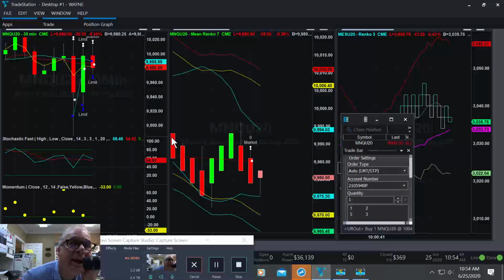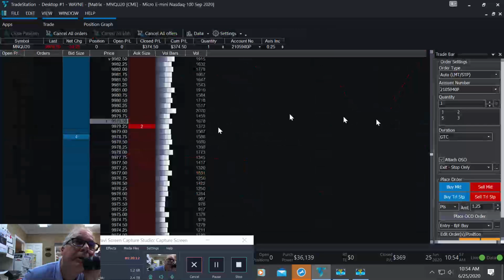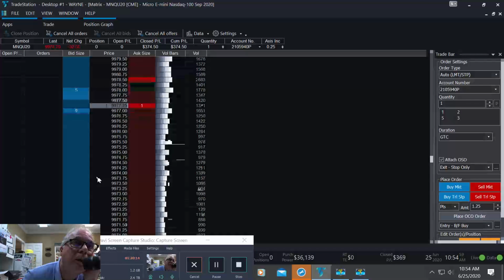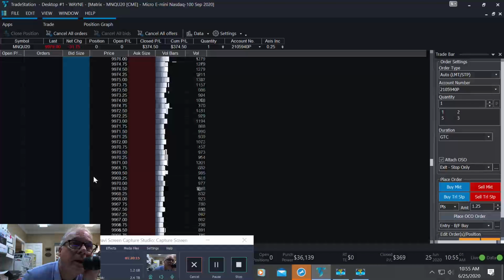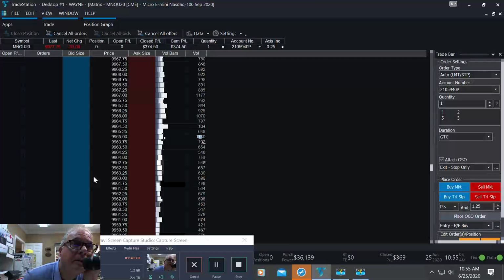Okay, we got out at 99.85. We're going to shoot for 99.55. I have no idea if we'll get filled, but that'll be somewhere in the middle of the range. Could be possible.